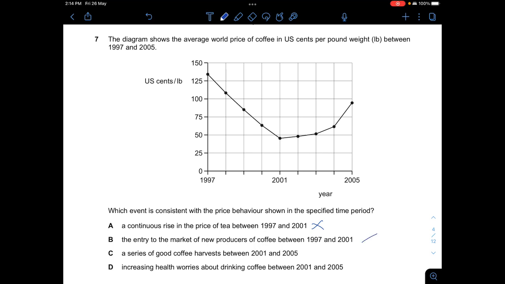C, it says a series of good coffee harvests between 2001 and 2005, which is not correct, because if there's a series of good coffee harvests, the price would have decreased, not increased. Increase meaning that there's a decrease in supply. And D, it says increasing health worries about drinking coffee between 2001 and 2005, which is wrong, because the increase in price can also be due to an increase in demand, which also increases the price. So D is not correct. Answer is B.